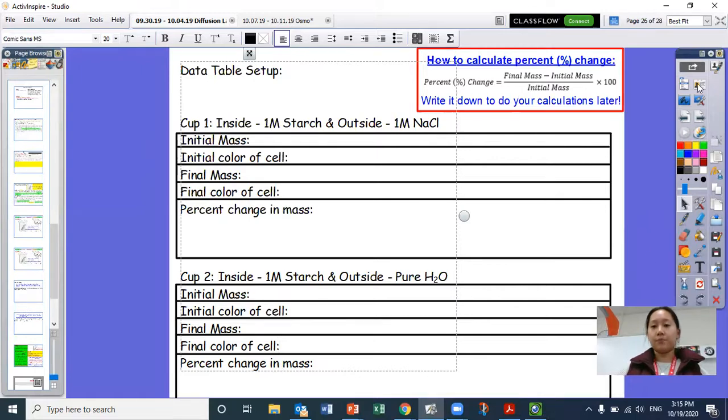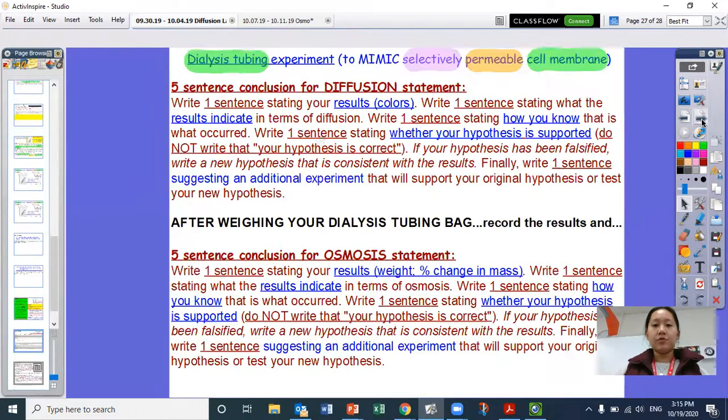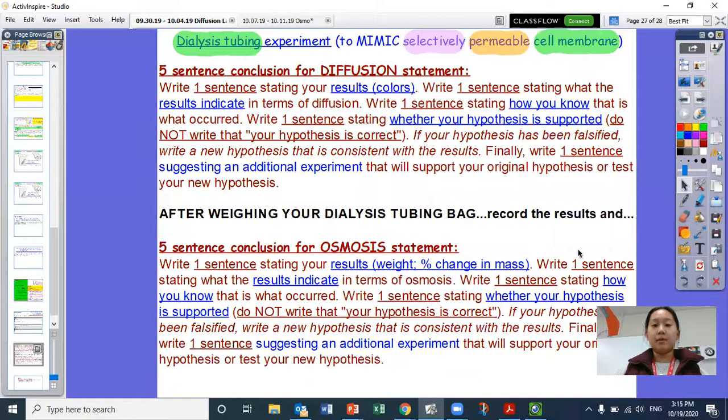for both. Okay. After you collect that, you're going to be writing out your statements for diffusion and your statements for osmosis, which means you're going to have a conclusion for diffusion for the first cup, a conclusion for osmosis for the first cup. Okay. And then you're going to rinse and repeat, and you're going to do a conclusion for diffusion for the second cup and a conclusion for osmosis for the second cup. So in total, you're writing 4 short paragraphs.